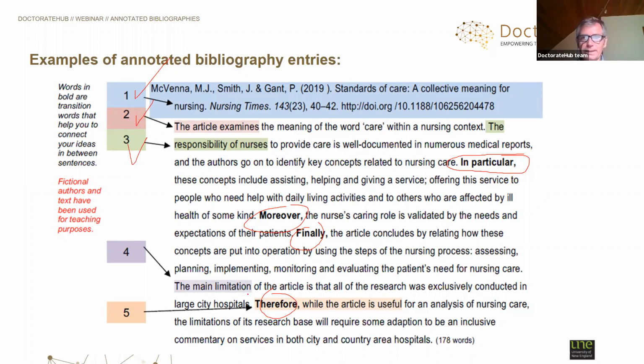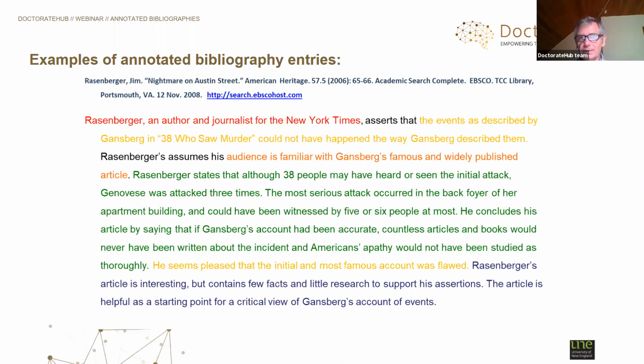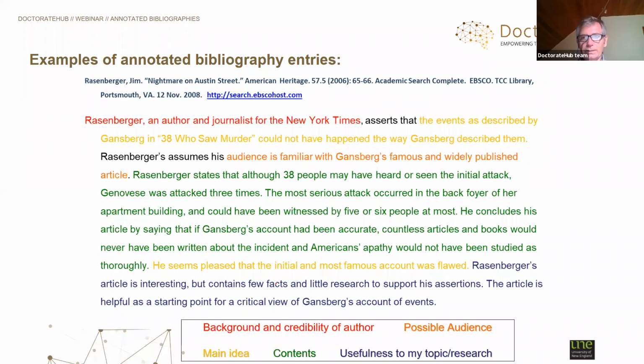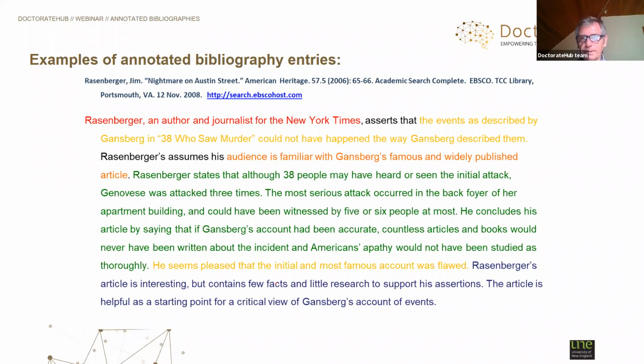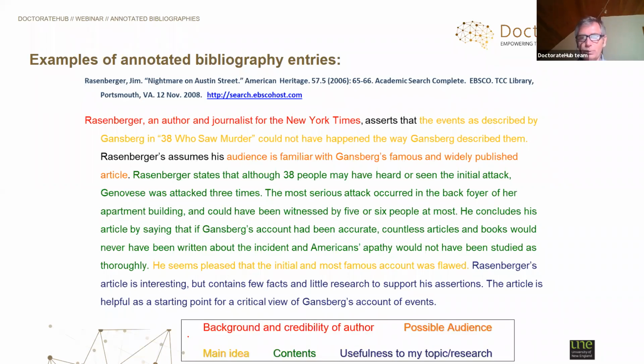The main limitation, once again, could actually be a nice starter. So try to use, and now it will become even more, not just the transition words, but let us go one step further. Try to use, especially in the beginning, it will really help you, this kind of color coding. That's what I always preach to my students when I say use different colors for the first 10 or 20, let's say 20 annotated bibliographies.